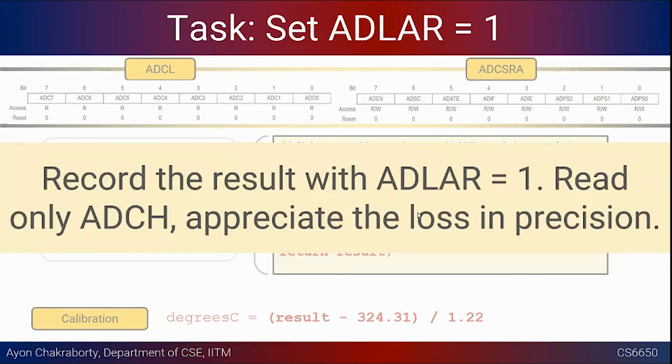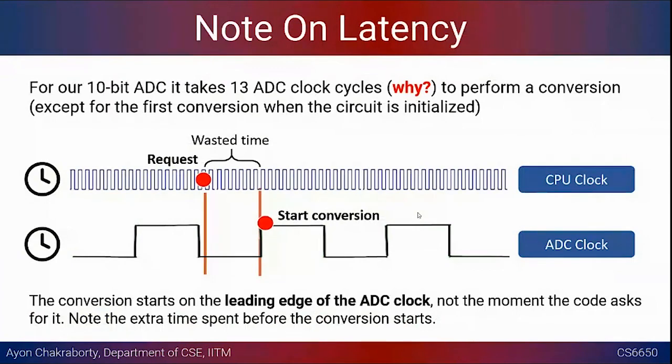Okay, so now one note on latency. We are trying to discuss how much time it will take for this conversion. What is the speed of this conversion? For our 10-bit ADC, it was taking 13 ADC clock cycles to perform one conversion. You can ignore the first conversion, where the circuitry is initialized and some other bookkeeping has to be done in the very beginning, so it takes more than that. I think it takes about 25 ADC clock cycles. So can anybody explain what happens in these 13 ADC clock cycles? Why is it 13? I explained it in the last class.